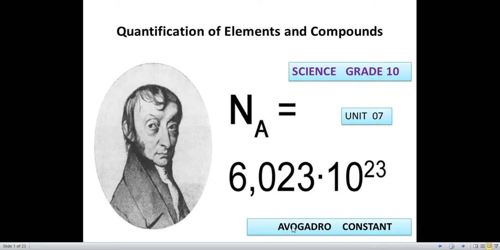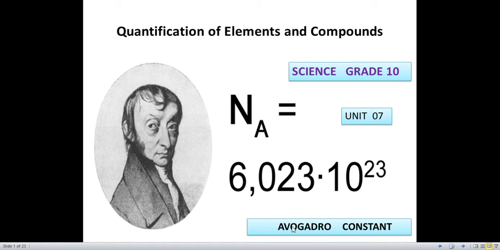Science, Grade 10, Quantification of Elements and Compounds, Unit 7. In this unit, we are going to discuss the relative atomic mass Ar, relative molecular mass Mr, and Avogadro constant and mole.